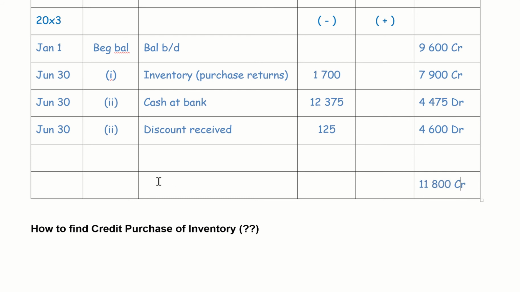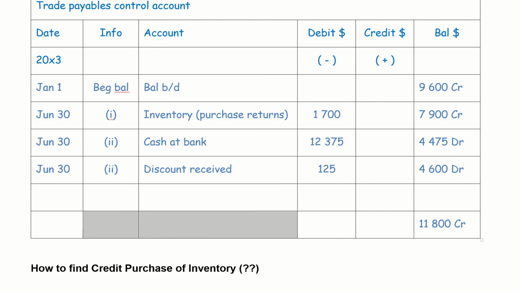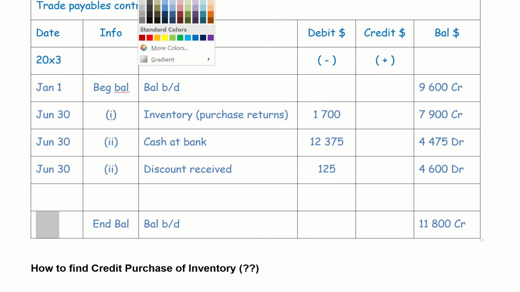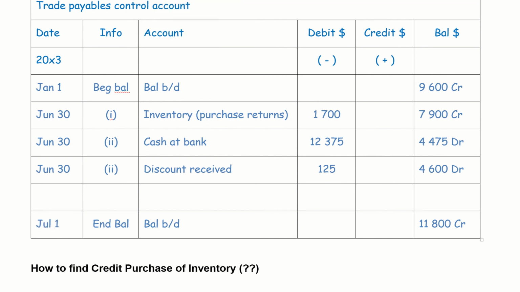So if this is the ending balance, how would I record it under the account column? You'll be recording this as a balance brought down, and this is basically your ending balance. And your balance brought down is always on the first day of the month. That's why I have July 1st.